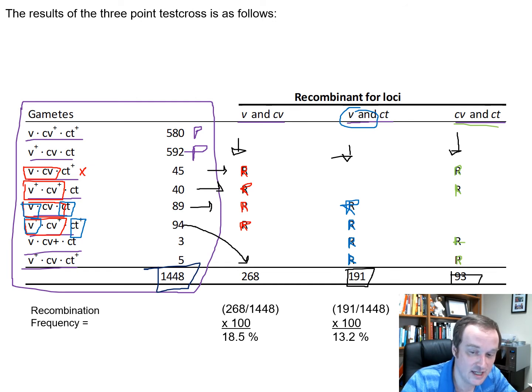Next, we do it again with V and CT. So we take this 191 and we divide it by our total number, and we get a 13.2% chance of recombination happening between V and CT. And then lastly, we do it with the difference between CV and CT. And from that, we do 93 divided by our total number again, and we get a 6.4% chance of recombination occurring between CV and CT.